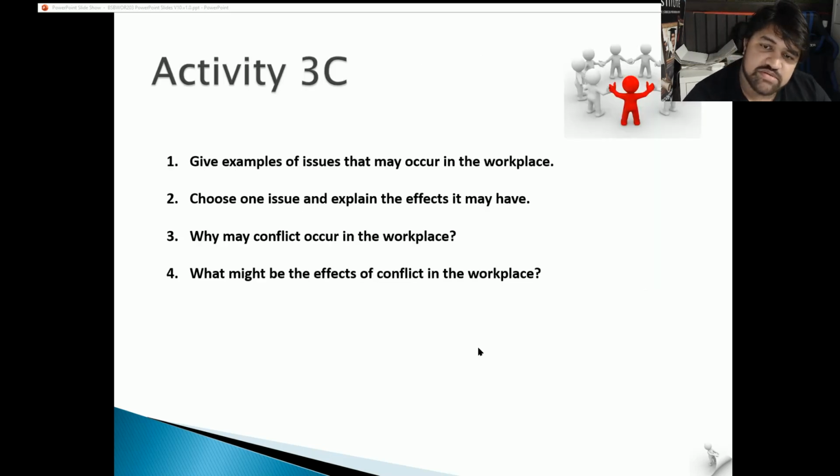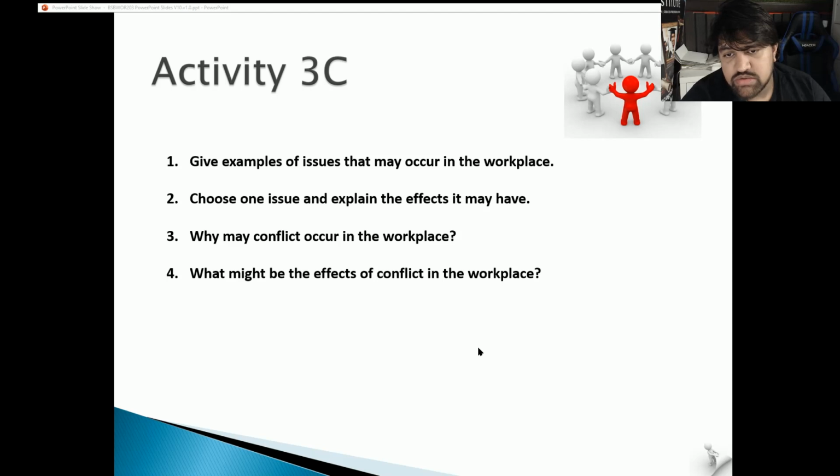So give examples of issues that may occur in the workplace. So we could have bullying, we could have stress or unhappiness. We could have things like people being dominant. We could have people not assessing somebody correctly or underestimating them and their skills.